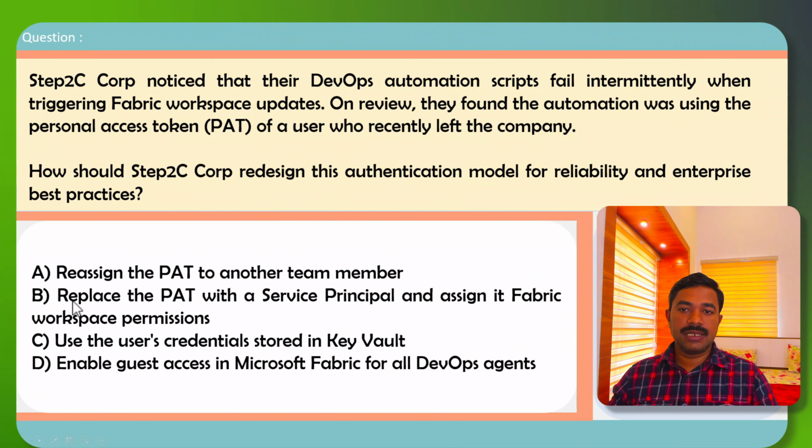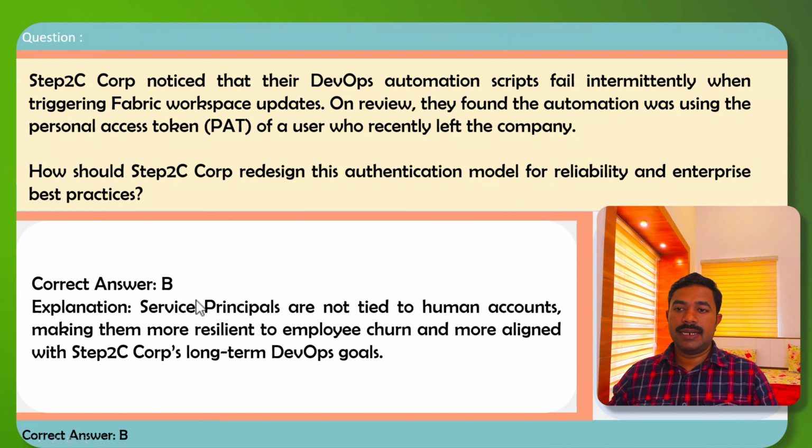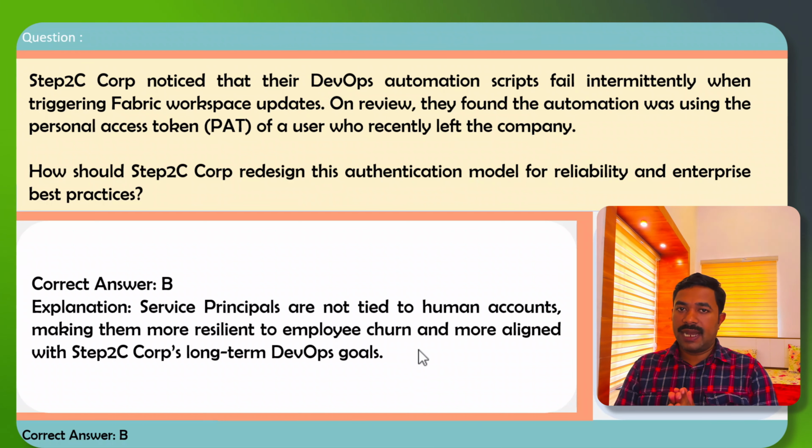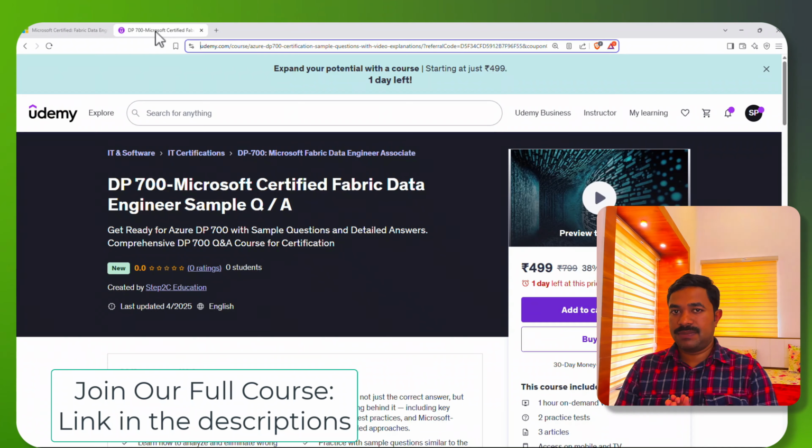The right answer is to replace the PAT with a Service Principal and assign it Fabric workspace permission. Service Principals are not tied to a human account, making them more resilient to employee related issues. So what we covered is, if you want to automate deployment, you could use Azure DevOps, and to make access more secure, you could use Azure Key Vault. Similarly, to grant access, you could use a Service Principal instead of a PAT, and we could expect questions based on any of these concepts. So all of these are important.